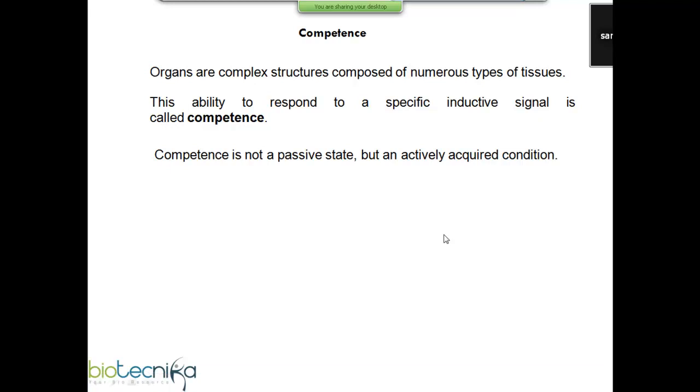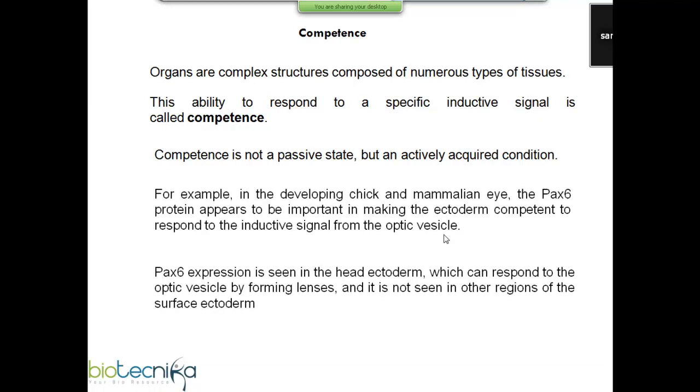For example, in the developing chick and mammalian eyes, a very important gene, the PAX6 protein, appears to be very important in making ectoderm competent to respond to the inductive signal from the optic vesicle. This is the protein which acts as a messenger. It will go and tell the ectoderm cells, hey, you are going to be converted into your eyes, so please respond to the signal.